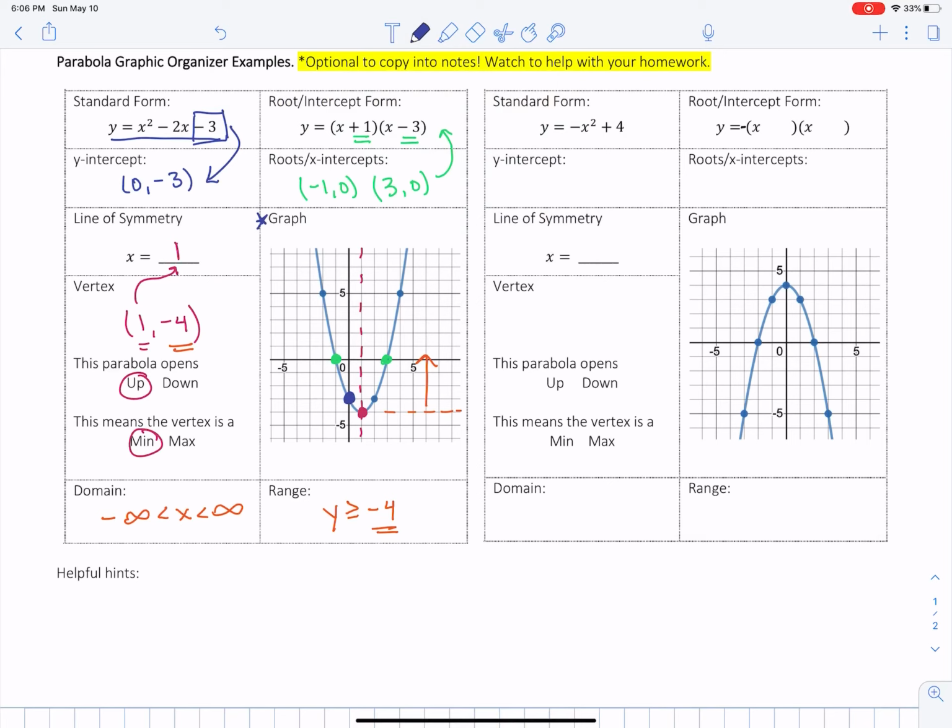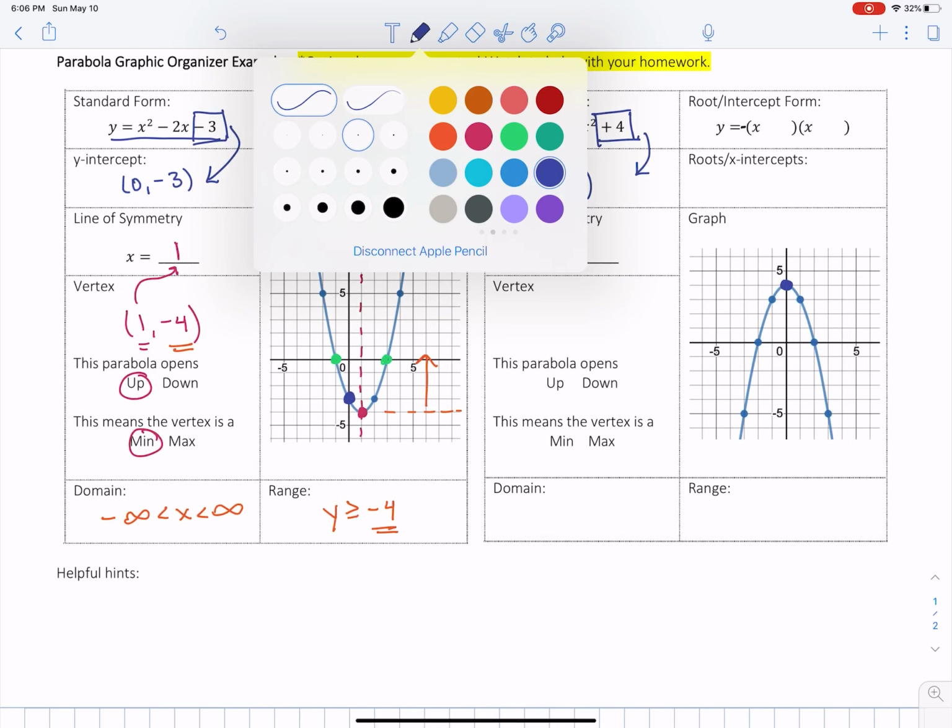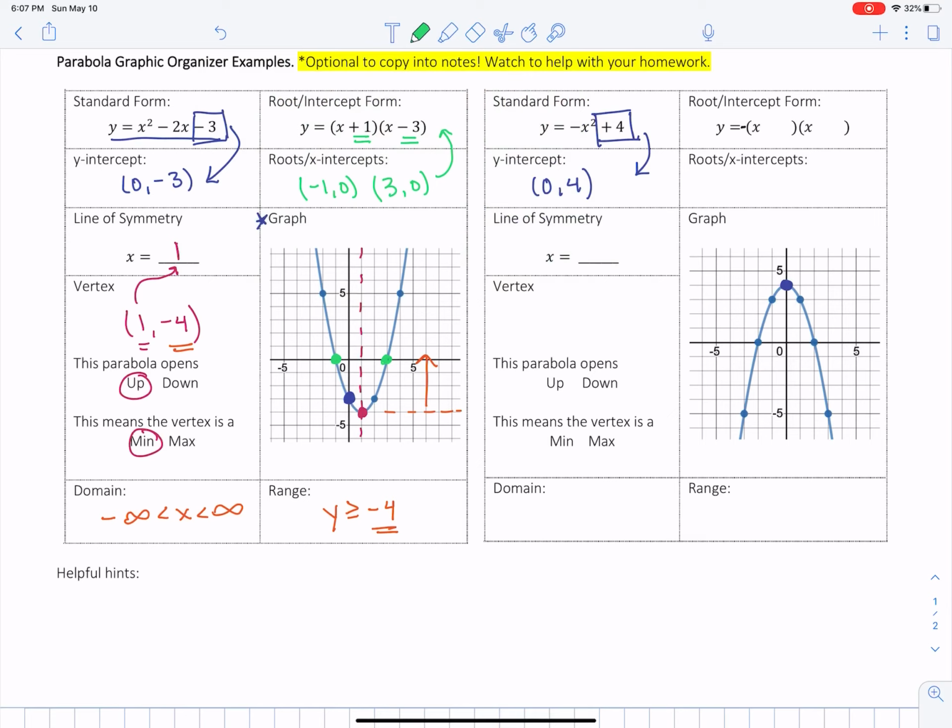So again, we had this standard form and our y-intercept. I'm looking for that constant. So this is going to be the point (0, 4). It matches up on my graph and with my constant. It works out for us. Now for my root form, I didn't fill it in for you. Sorry, what color did I use for roots? Green. I didn't fill it in for you. However, you can always look at your graph. So those are the points (-2, 0) and (2, 0).